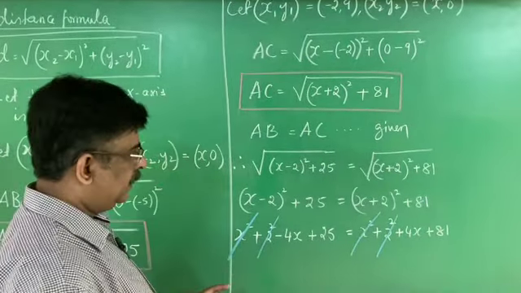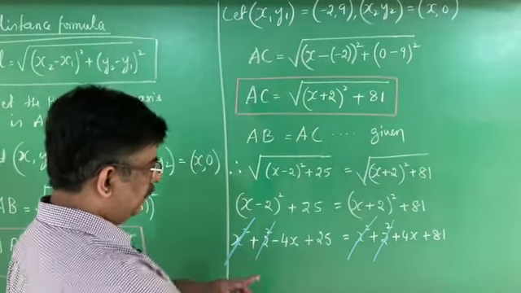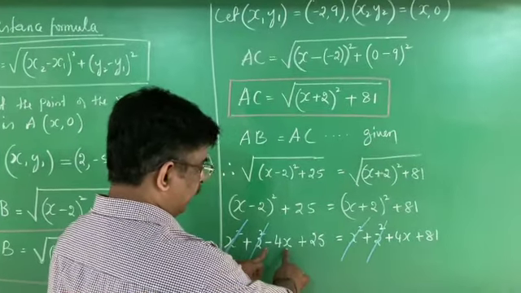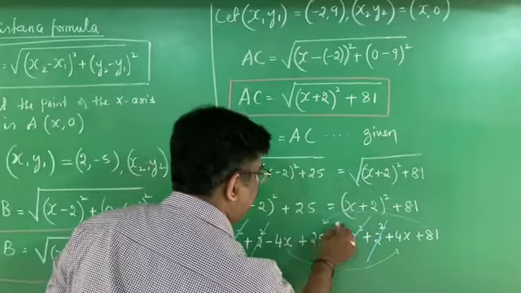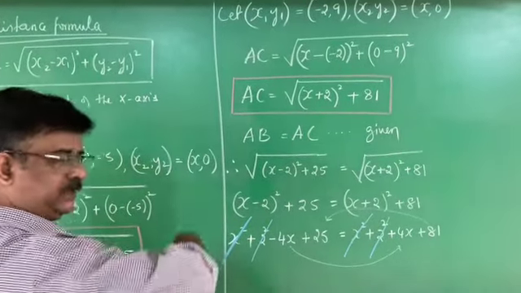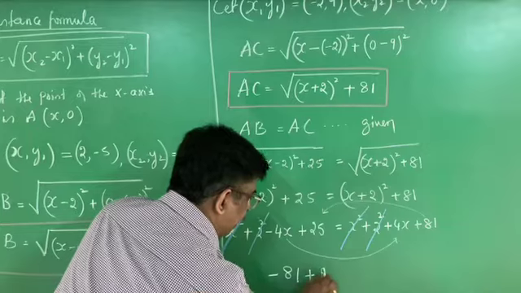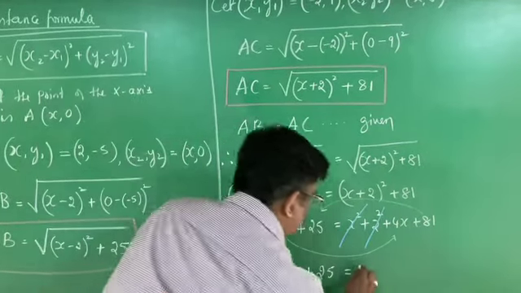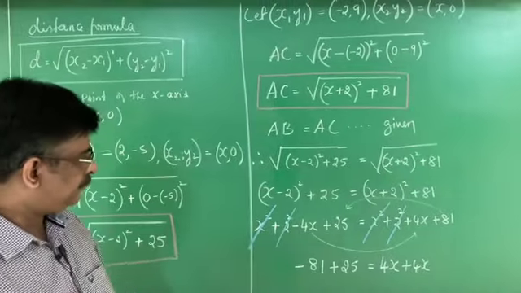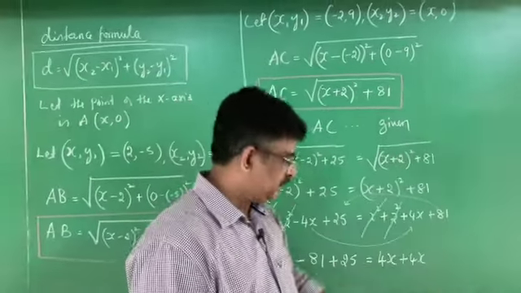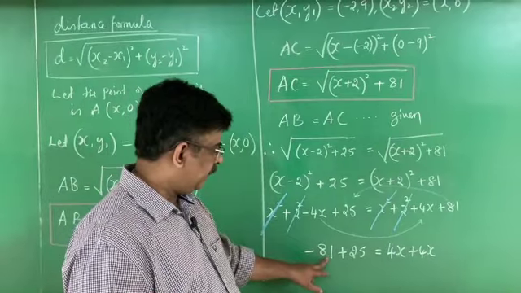Now what I do is, I keep the x terms on one side and the constants on the other side. 4x is there. Minus 4x goes to this side and becomes plus 4x. Understood? There is another 4x there, so 4x plus 4x. Plus 81 comes to this side and becomes minus 81. Therefore, it becomes minus 81 plus 25 is equal to 4x plus 4x.